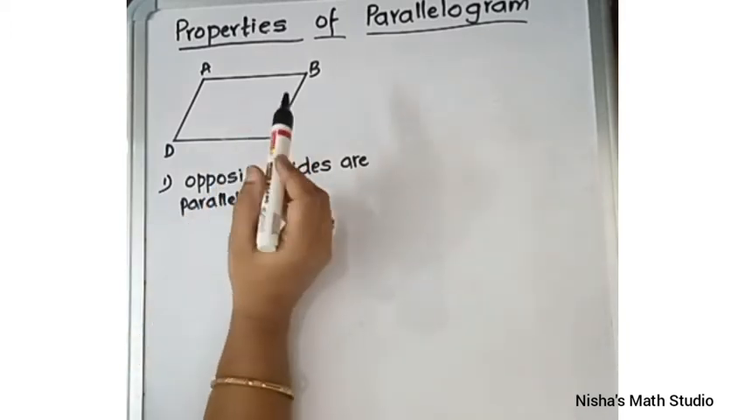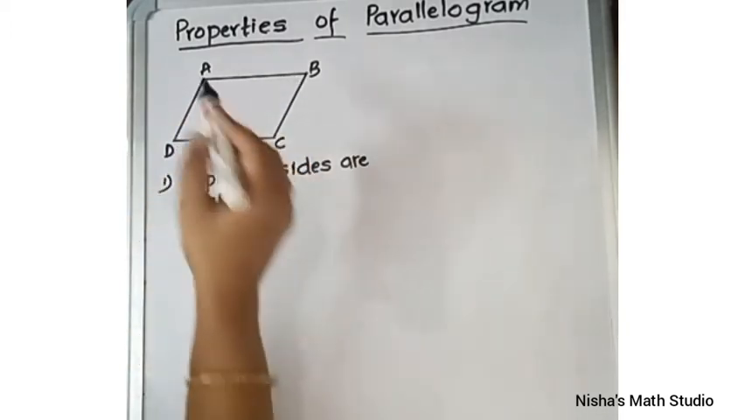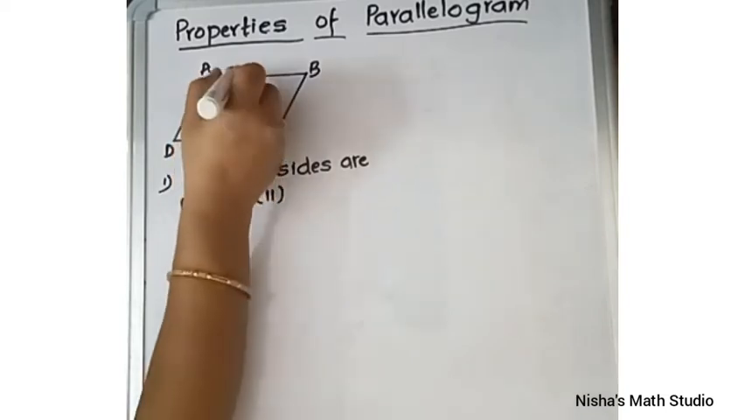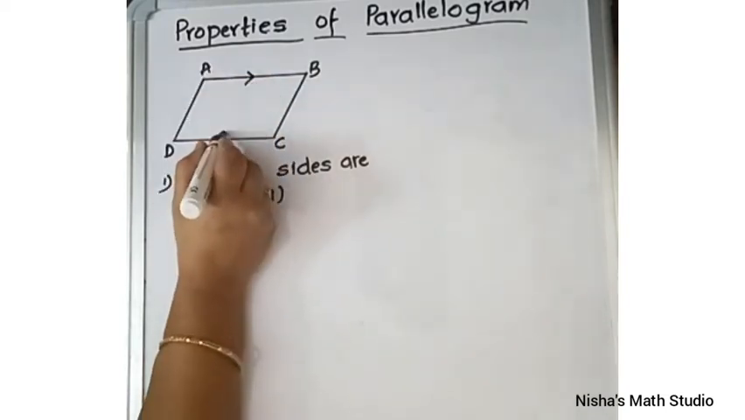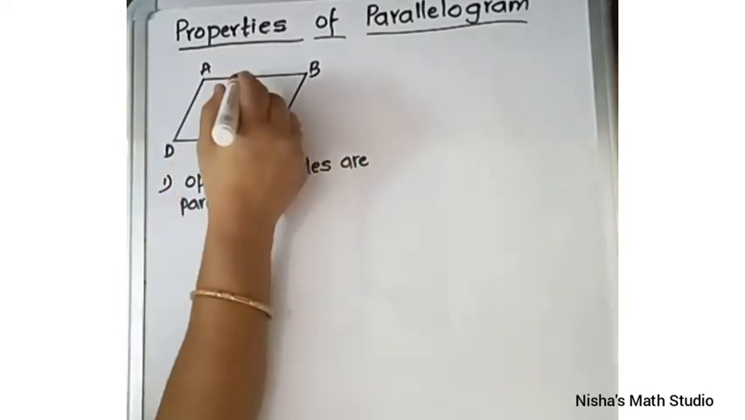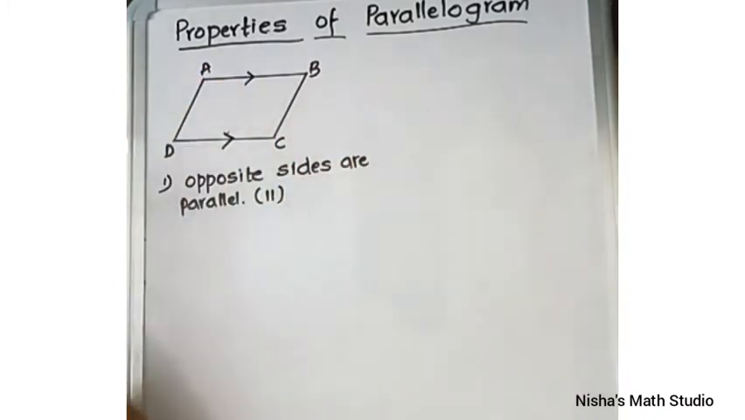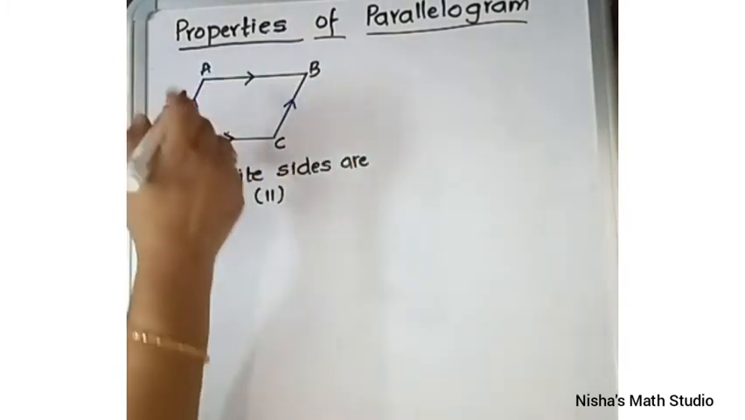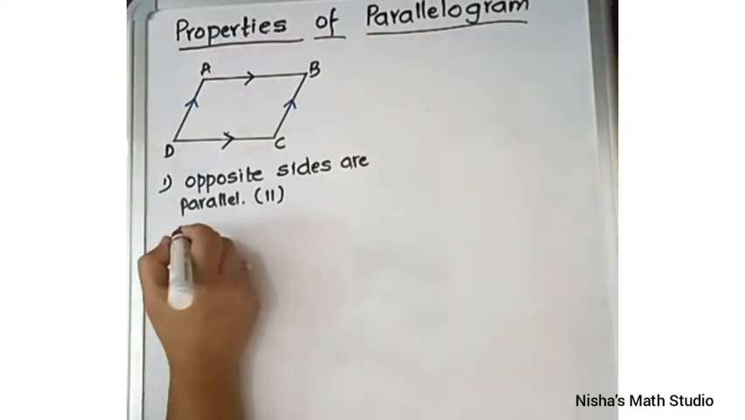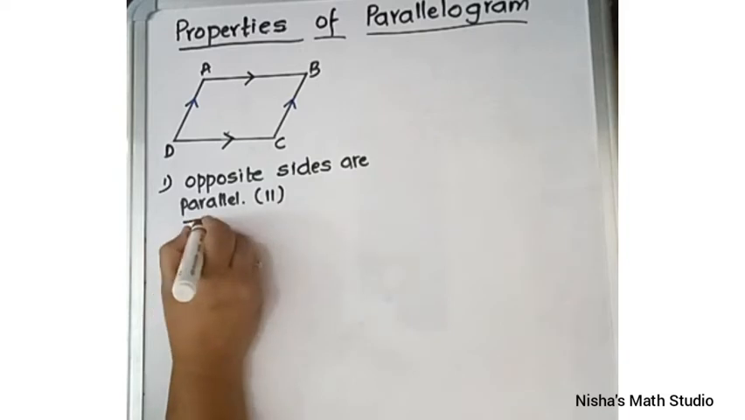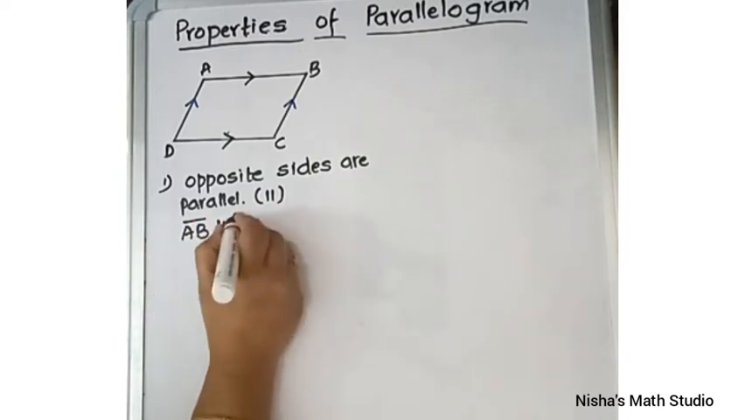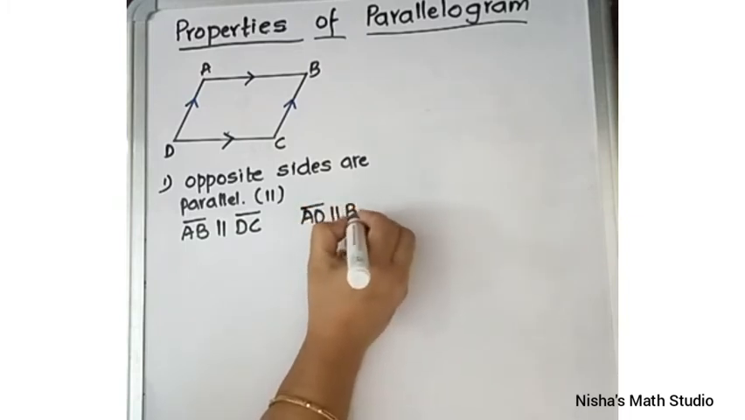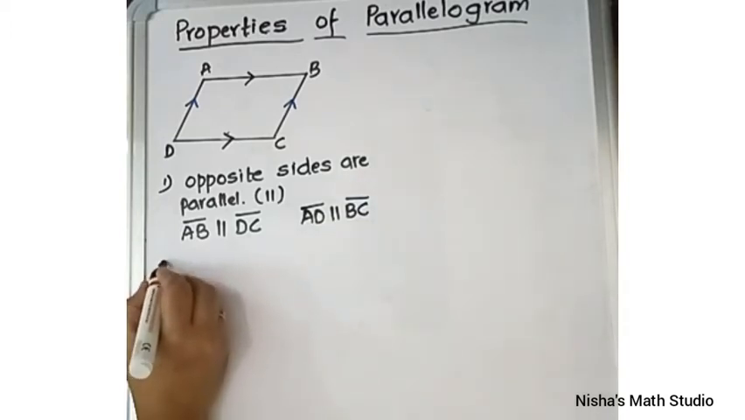Now, which are the parallel sides? You already know. AB and DC, AD and BC. These opposite sides are parallel to each other. We can indicate it by putting the arrow mark like this in the same direction. This indicates these 2 sides are parallel. Similarly, if you put 2 arrow marks facing upward here, these indicate these 2 are parallel. So we can write it as AB parallel to DC and AD parallel to BC.